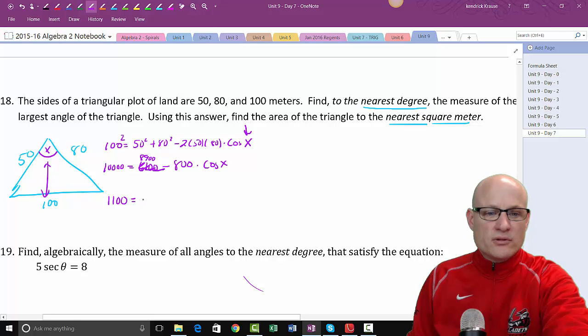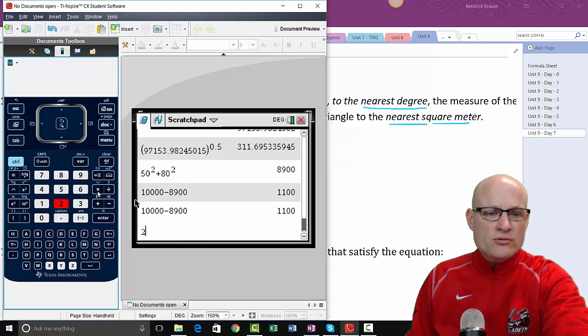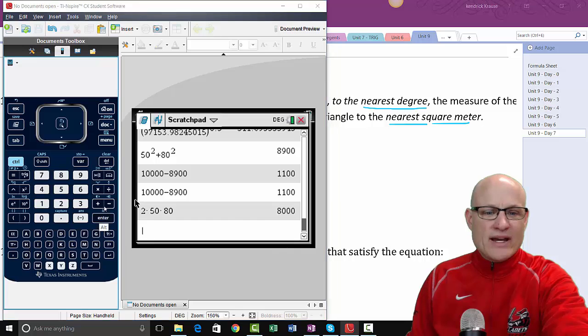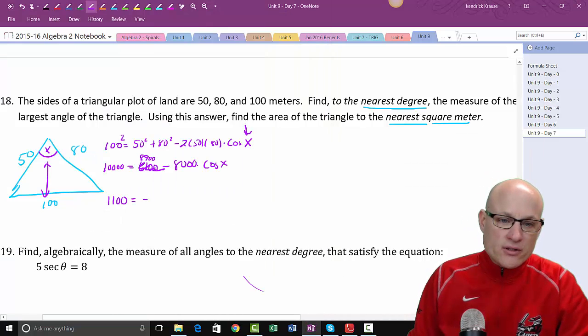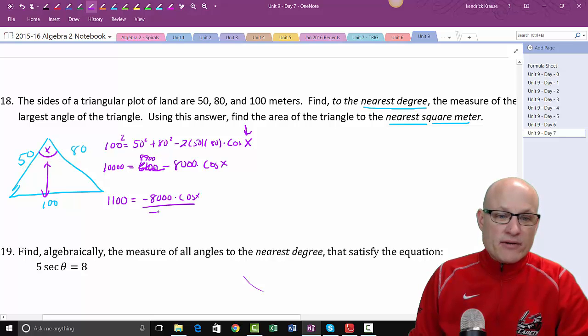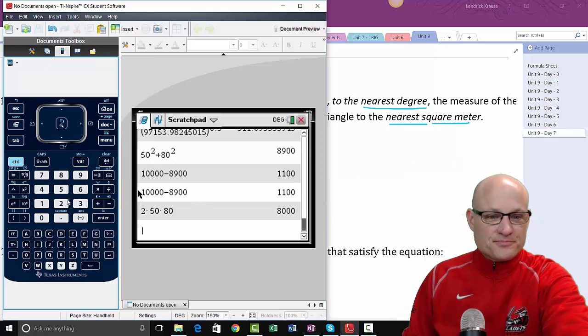is equal to, now, 2 times 50 times 80. Oh, 8,000. Jesus. All right, maybe I shouldn't be doing math. Oh, yeah. 5 times 8 is 40, and 2 zeros is 8,000. Man, that'll make more sense. Cosine x. Divide by negative 8,000. I was going to end up with an angle that didn't make any sense. So maybe I shouldn't do as much math in my head.